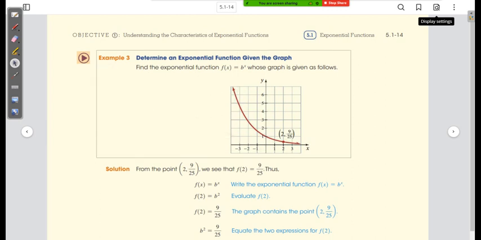Okay, so this reads, find the exponential function f of x is equal to b to the x whose graph is given as follows. So what I'm going to have to do is figure out what this function's graph is. How do I do that? Well, let's first of all examine the basic structure of an exponential function. Of course it's given to us, but there it is. That's the basic anatomy of an exponential function.